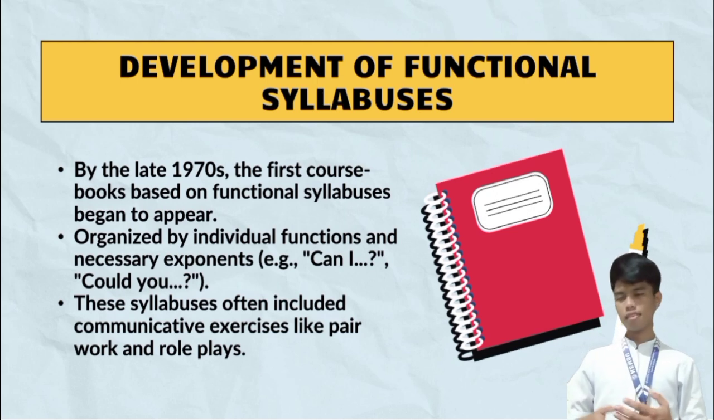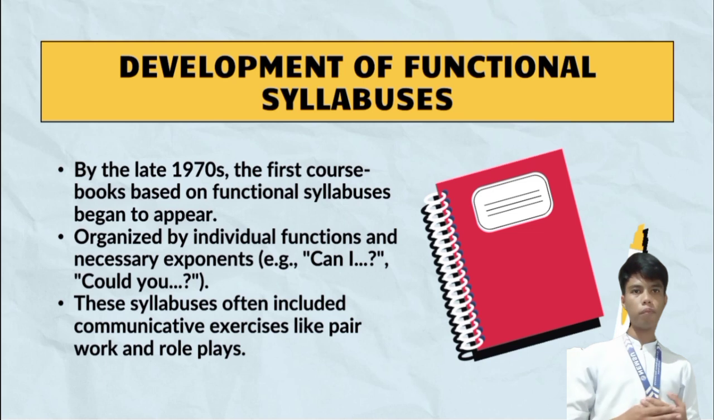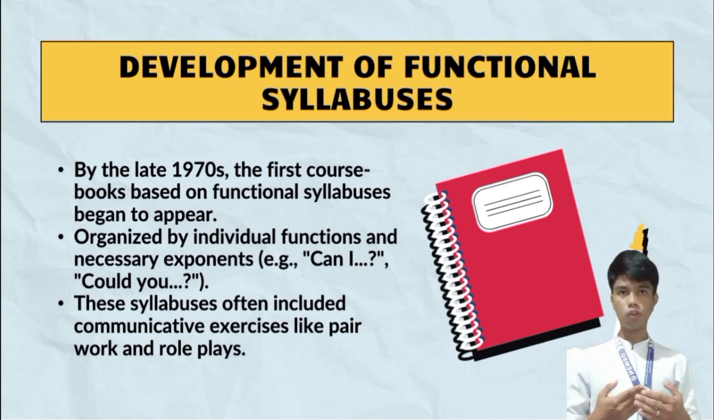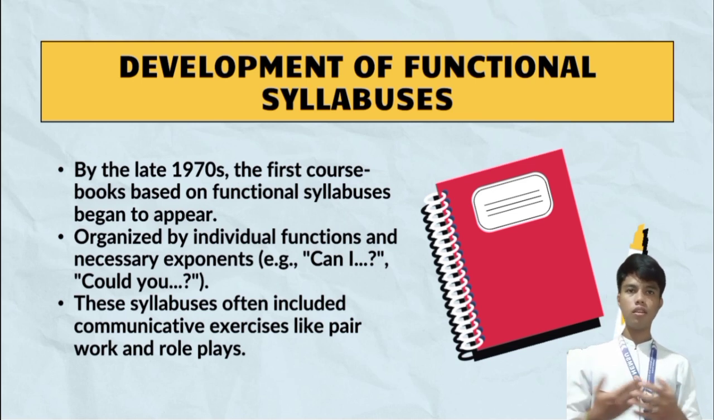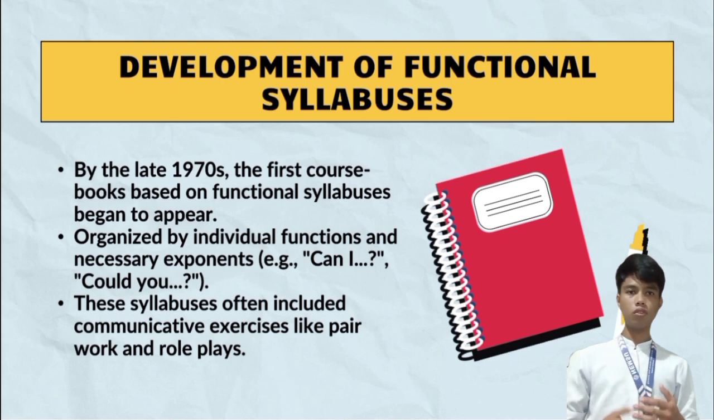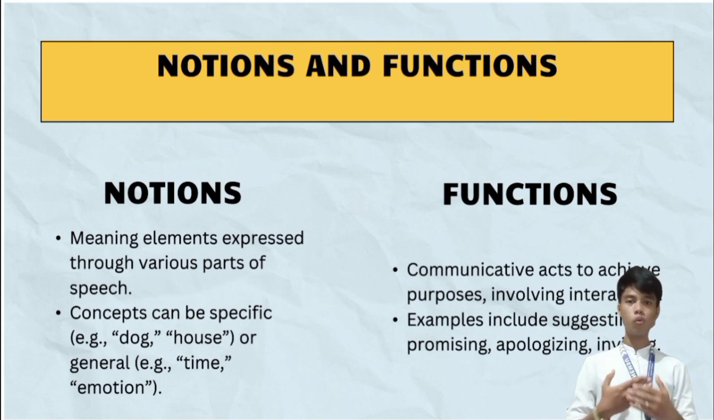The next is the development of functional syllabuses. His second work was titled the functional syllabuses, and it began to appear by the late 1970s. It is organized by individual functions and necessary exponents, for example, can I or could you in making a request. These syllabuses often include communicative exercises like pair work and role plays. So, functional syllabuses allow learners to practice real-life language use, focusing on the functions and exponents relevant to their communication needs.